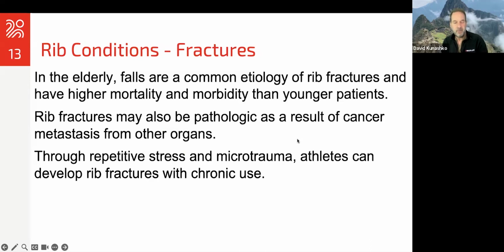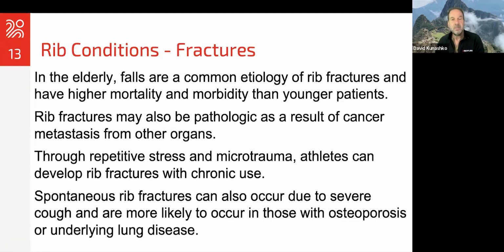Through repetitive stress and microtrauma, athletes can also develop rib fractures with chronic use. So doing a lot of repetitive movements, they may weaken the bones and even cause fractures. You can get spontaneous rib fractures. So a person just wakes up from sleep or just whatever, and all of a sudden they have a fracture, but this is almost always associated with very weakened bones, osteoporosis, or underlying disease like cancer, metastatic disease, right?